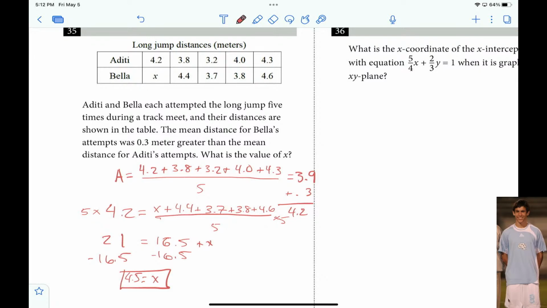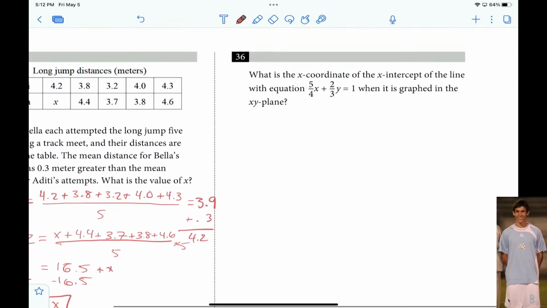All right. 3 more questions. So 36, what is the x coordinate of the x-intercept of the line with the equation 5/4 x plus 2/3 y equals 1 when it's graphed in the xy plane? So here they asked for the x coordinate of the x-intercept. So you and I have talked about the y-intercept, or I talked about the y-intercept already. X-intercept just means we're going to make y equal to 0. So we're just going to rewrite the equation but plug in 0 for y.